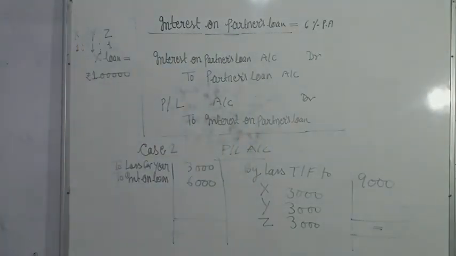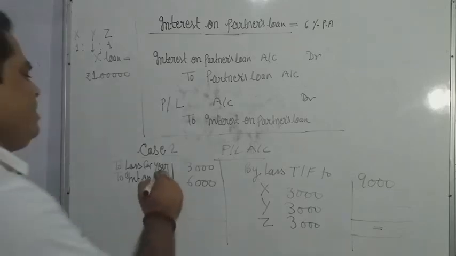Already I told you that if you are having a loss, you distribute this loss in the PL account. And if you are having profit, as we have seen in case 1, this amount of profit will be transferred to PL appropriation account, and only then you distribute this profit among partners in the PL appropriation account. So loss will be distributed in PL account, and profit is transferred to PL appropriation account. This is case number 2.